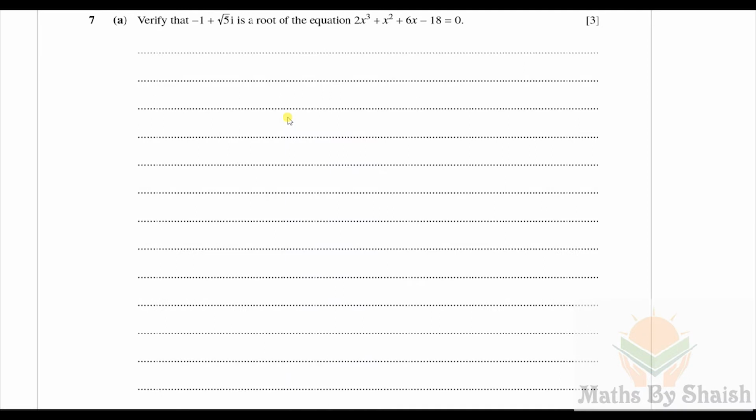Hello and welcome back in another video. Here we are going to solve the last 5 questions from October-November 2020 Pure Mathematics 3, and it is 9709, component 31. So here is question number 7.